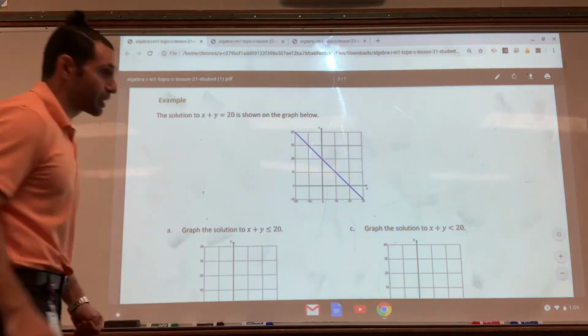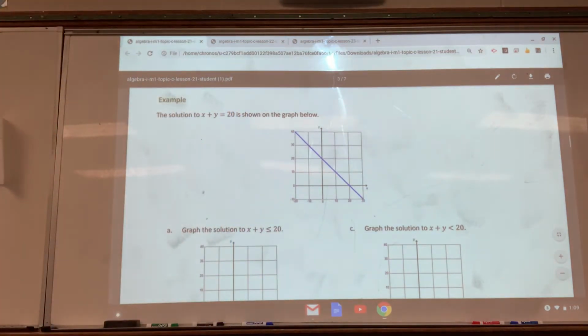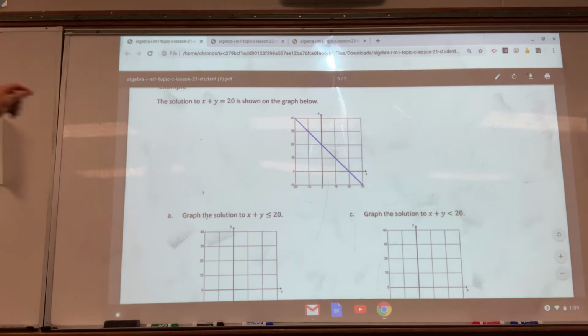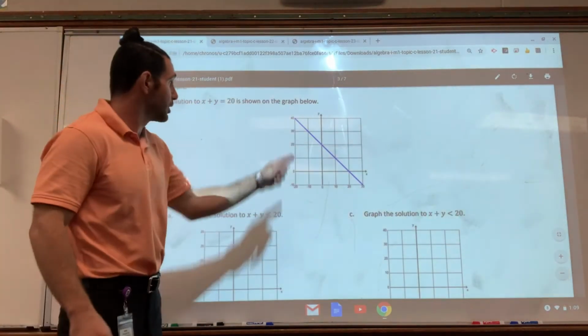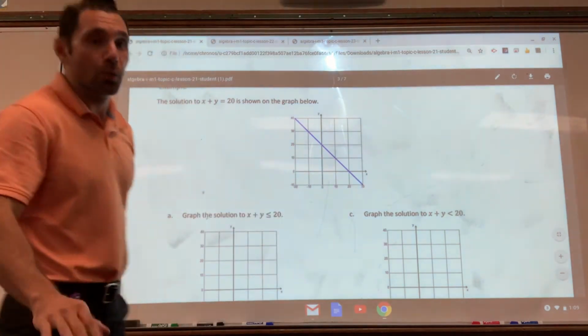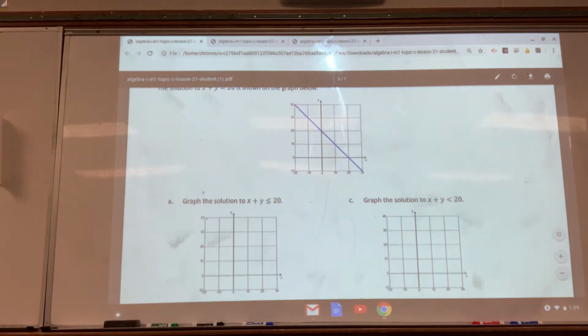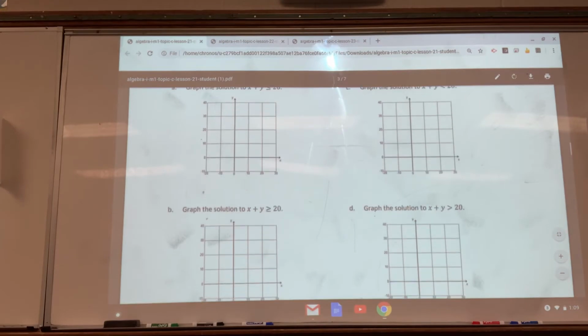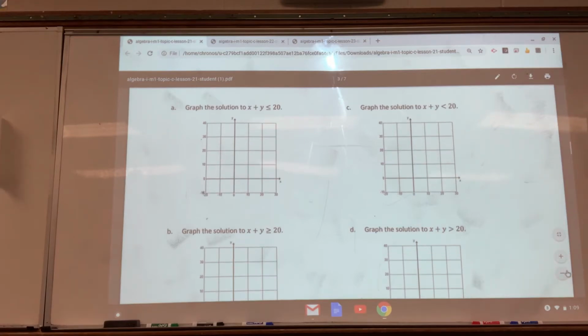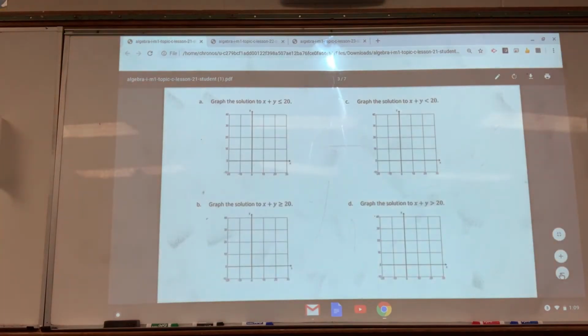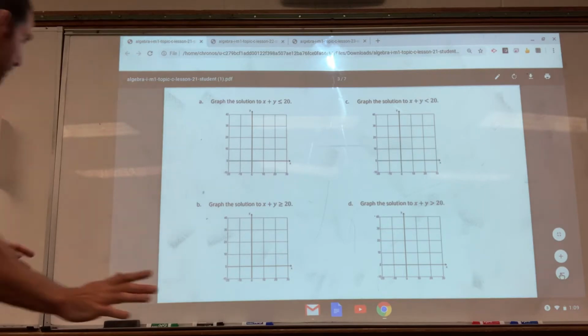Let's see if I can shrink up the screen a little bit and get these all on here. So this solution right here is to x plus y equals 20. We're going to be graphing this solution where a point's at 40, a point's at 30. We're going to do this 4 times. Okay. Let's see if I can make it one smaller so that we can get all these on here. There we go. It's a little smaller, but bear with me.